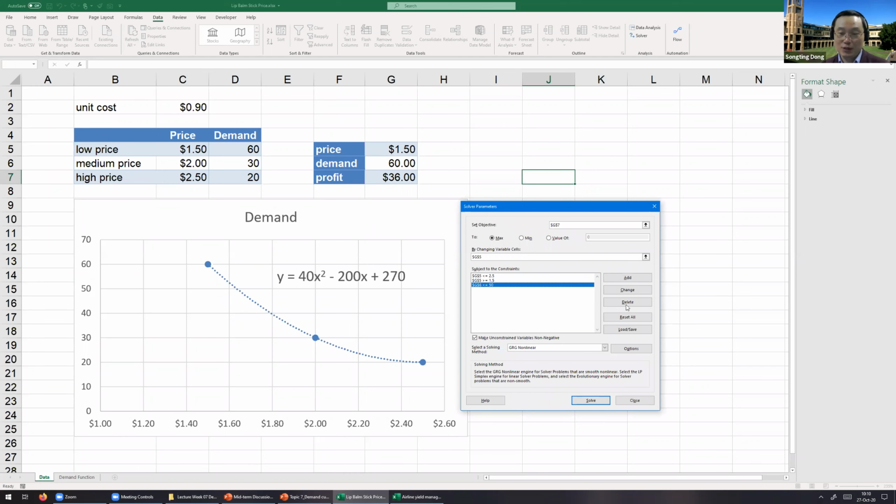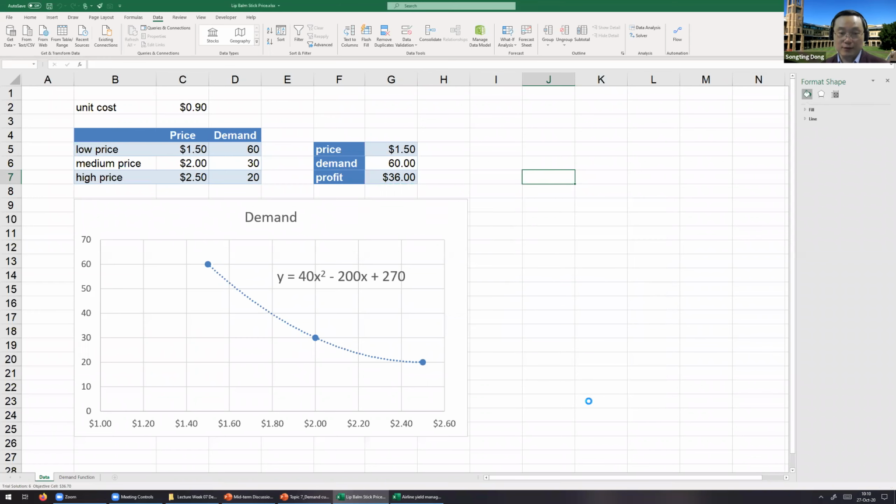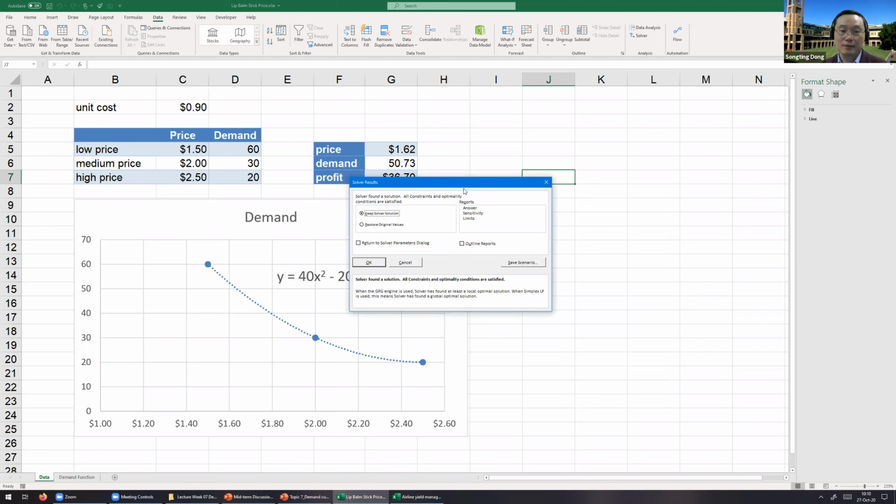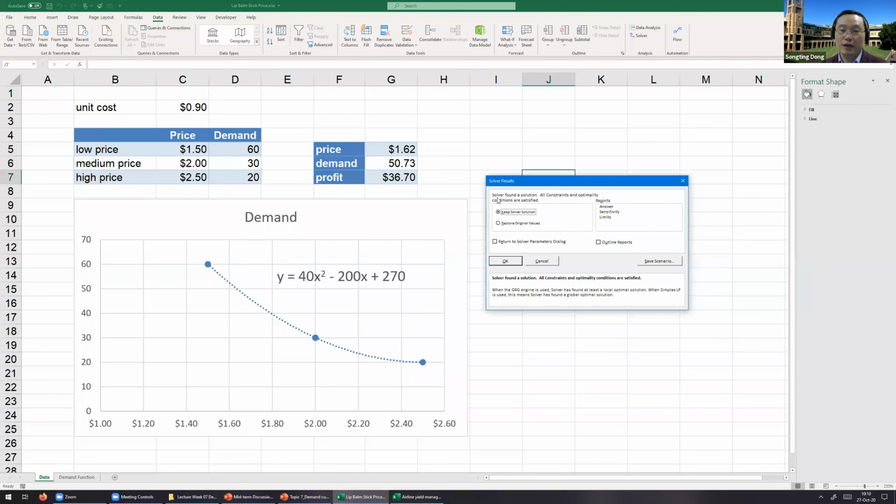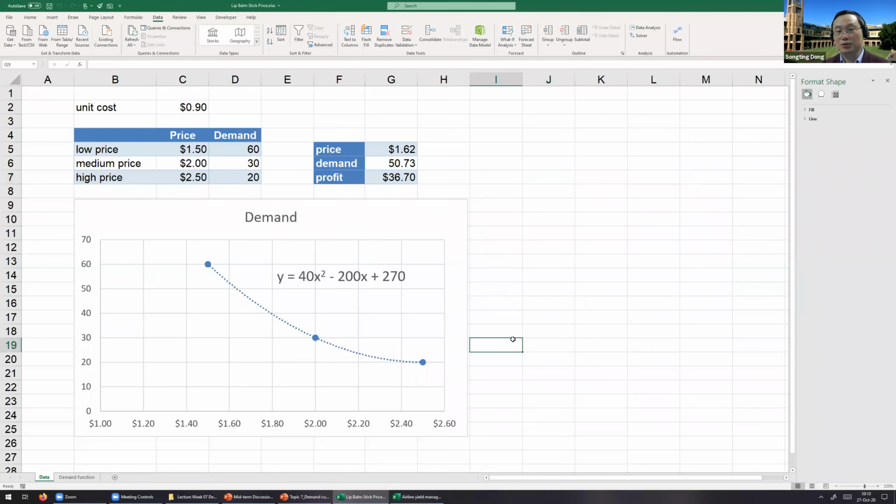In this case, we first delete this inventory limitation. Click solve. It says Solver has found a solution. All constraints are satisfied. Keep Solver solution. So this solution says you should choose a price of $1.62. Given that price, the profit will be maximized, and the maximum profit is 36.7.